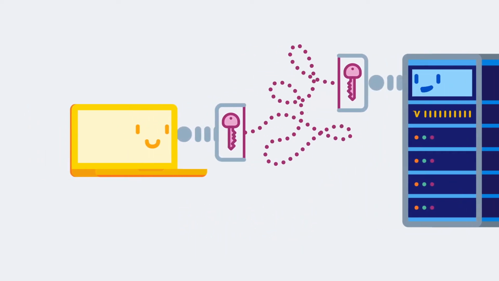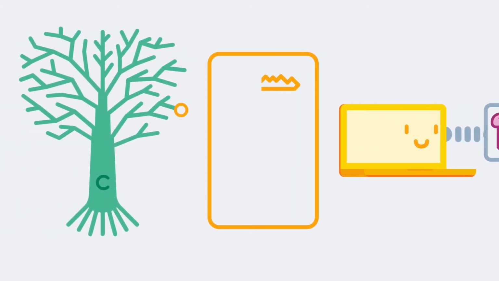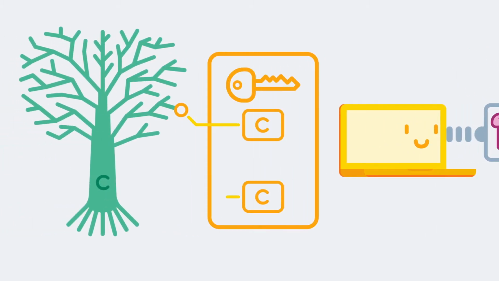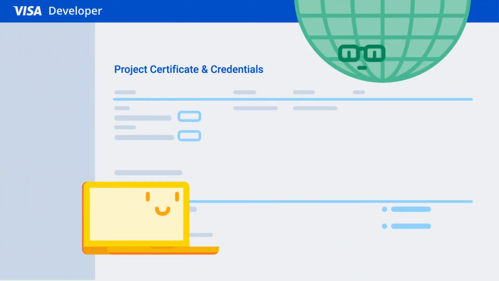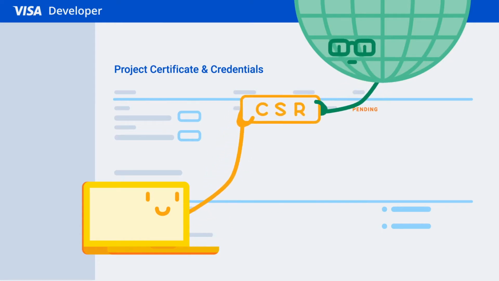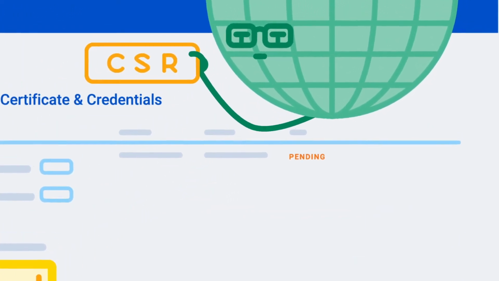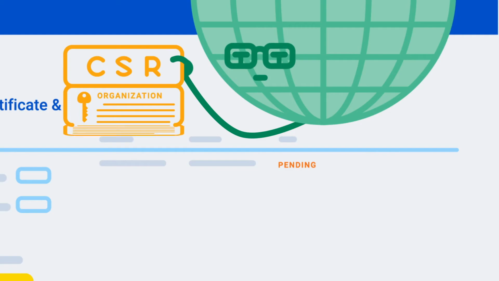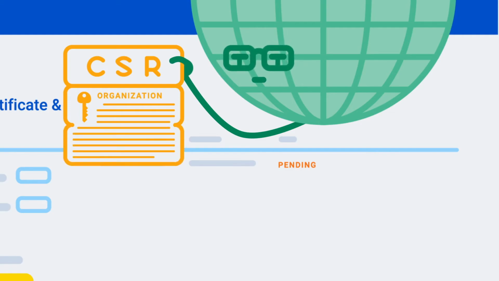To establish a two-way SSL connection, you must have the private key, client certificate, client authority root certificate, and certificate authority intermediate certificate. In order to obtain a valid client certificate from Visa Developer, you must submit a certificate signing request file when creating a new project or when submitting a production go-live request. The CSR file contains client organization details as well as the public key from the client.